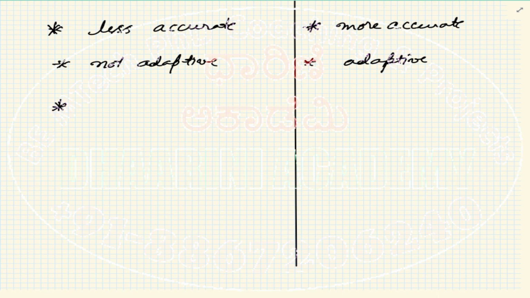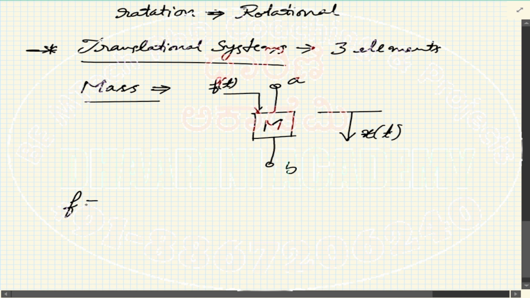So normally I can write F is equal to the mass into acceleration. But we'll write now this as F of t is equal to M, the capital M. That's the notation we have considered here. M into, how do you write acceleration in terms of x of t? x of t is displacement. What is the relationship between displacement and acceleration?